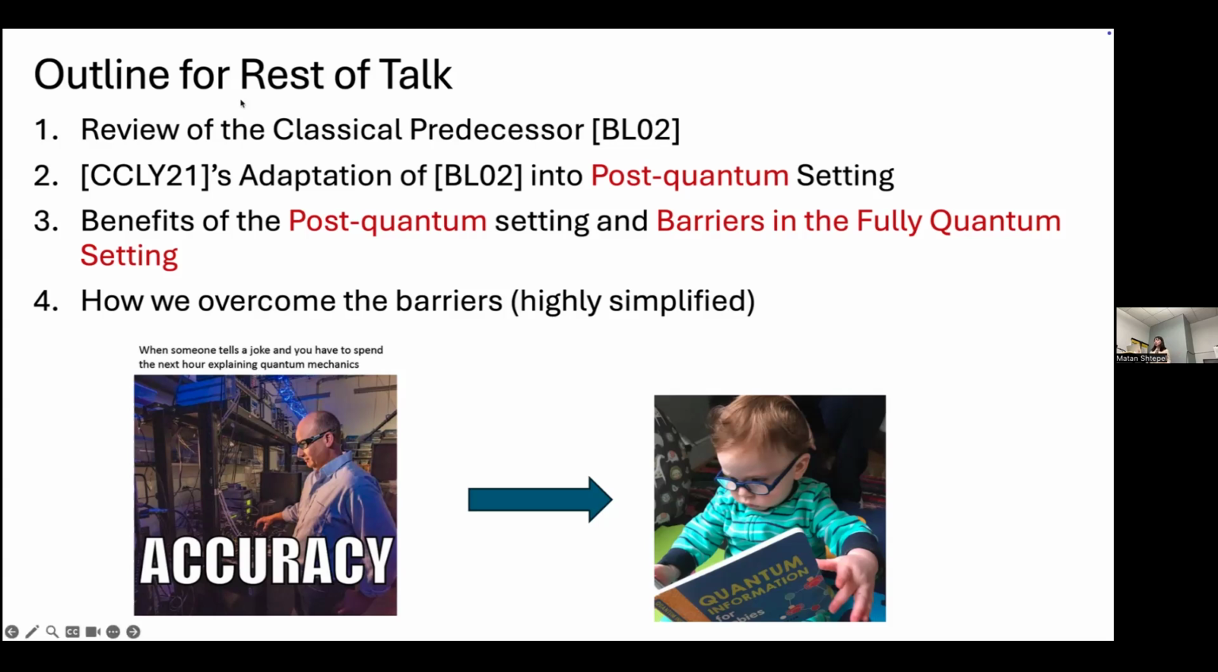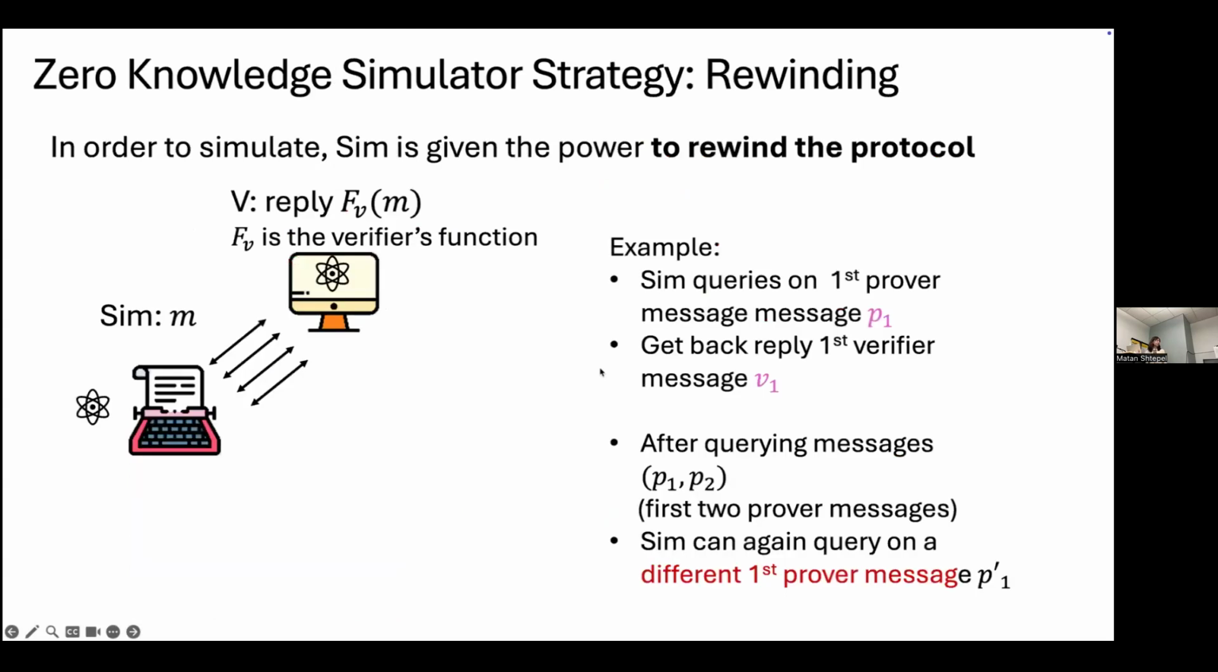Then I will mention how the CCLY paper, the one that shows the same result for the post-quantum setting, with a classical honest party and a quantum malicious party, lifted that result from Barak-Lindell to the post-quantum setting. I will mention some of the benefits of a fully classical protocol that help the proof go through, and that will show some of the barriers when we want to do the proof again in a fully quantum setting. And finally, how we overcome these barriers. This is going to be oversimplified because it would otherwise be too technical.